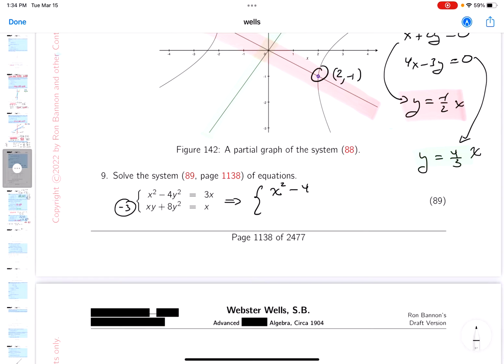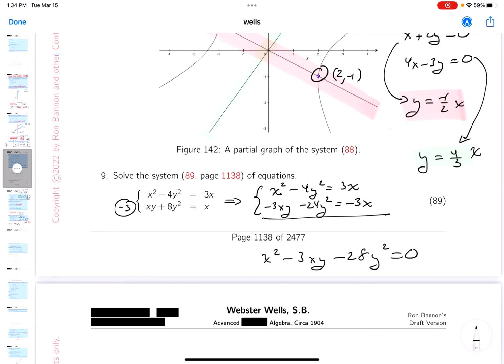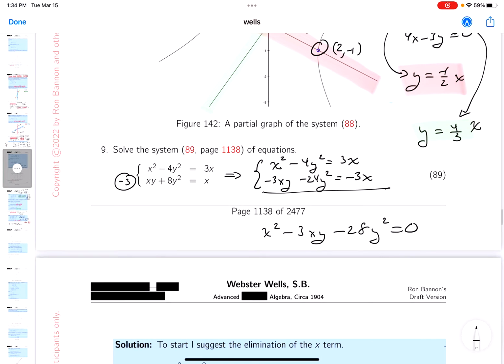So minus 4y squared equals 3x. Then you get minus 3xy minus 24y squared minus 3x. I'm going to add them together, and what do you get? You're going to get x squared minus 3xy minus 28y squared is equal to 0. Now, to say wishful thinking, I'm hoping this is going to be easy to factor without too much stress, right?